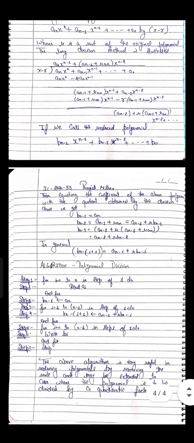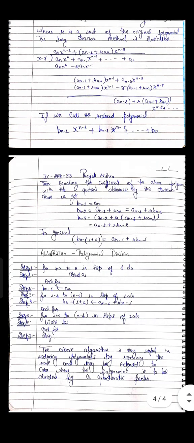We will call the reduced polynomial b n minus 1 x n minus 1 plus b n minus 2 x n minus 2 and so on plus b0. Equating the coefficient of the above polynomial with the quotient obtained by the division above, we get b n minus 1 equals to a n, b n minus 2 equals to a n minus 1 plus r a n, b n minus 3 is equals to a n minus 2 plus r (a n minus 1 plus r a n).